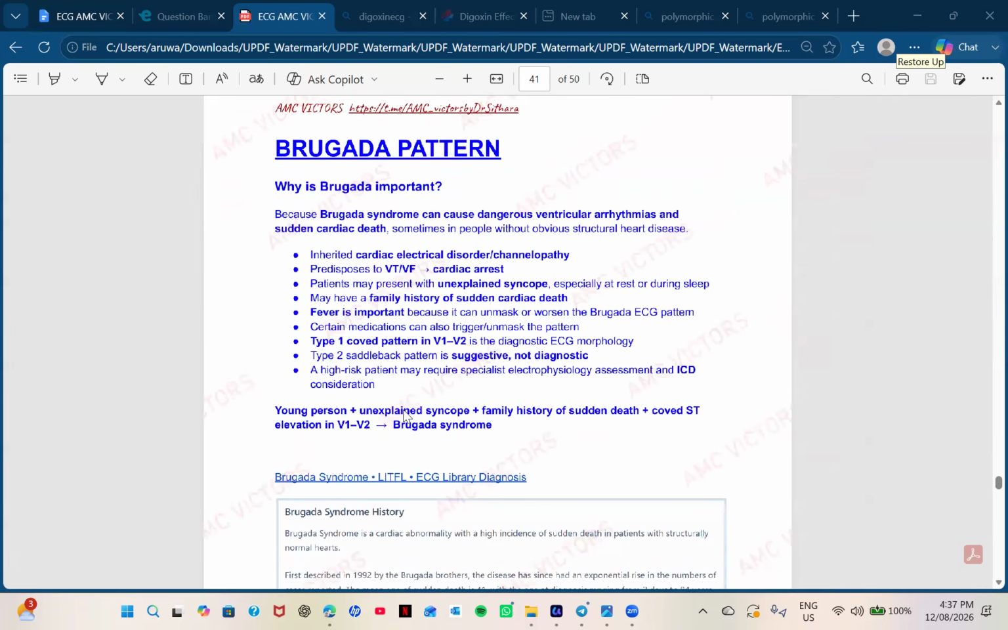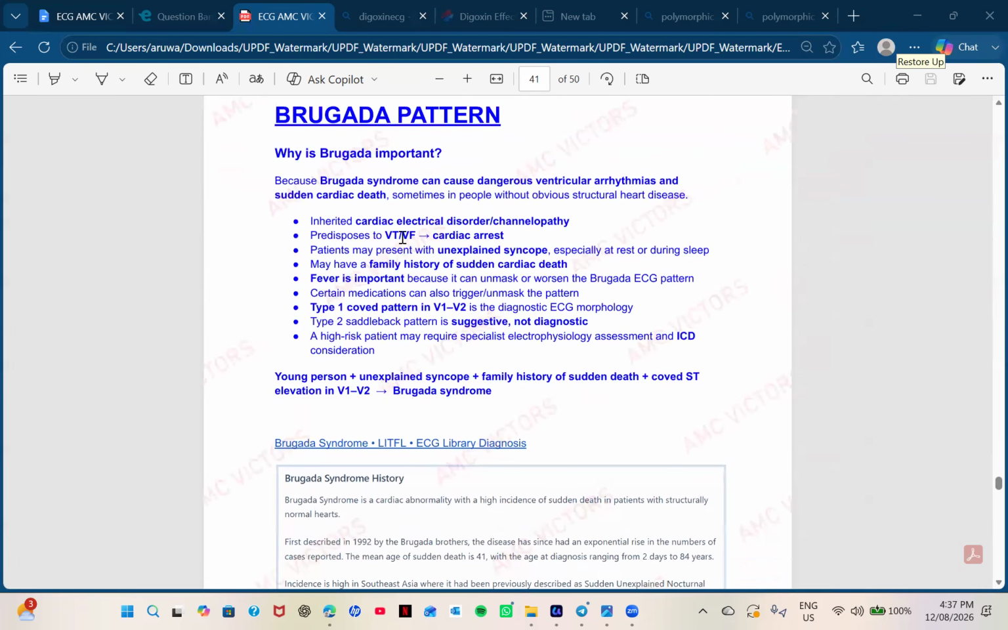So the Brugada, what is Brugada syndrome? I have not seen it asked recently, but this Brugada is very important. Very important, the Brugada. What do you know about Brugada?